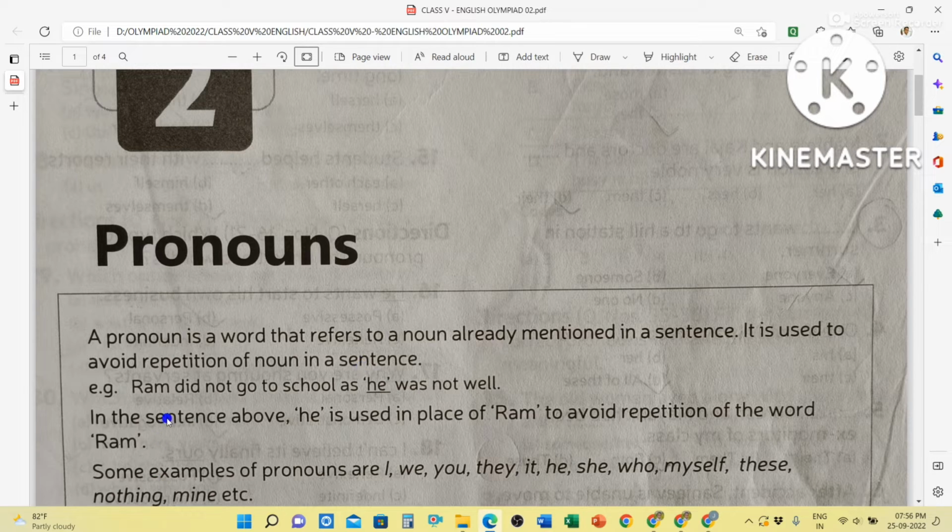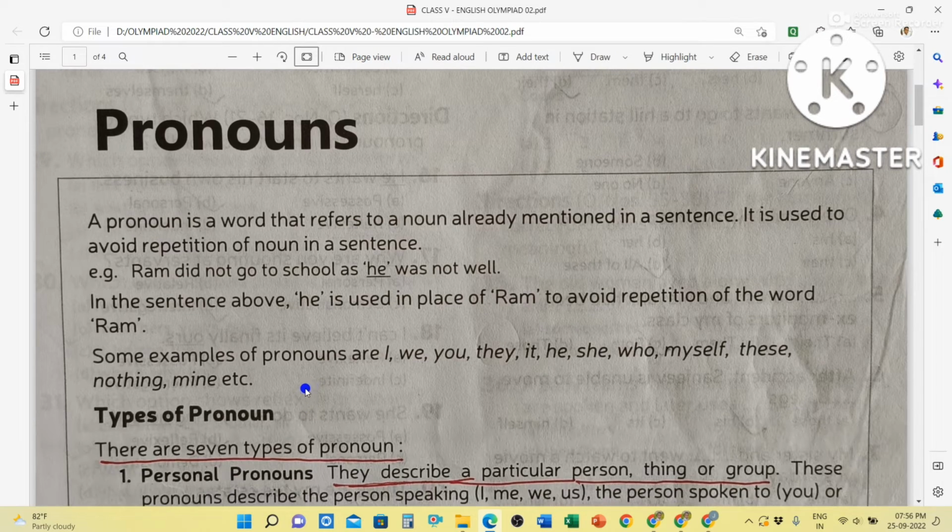For example, Ram did not go to school as he was not well. Here, in the sentence, he is used in place of Ram to avoid repetition of the word Ram. Instead of writing Ram did not go to school as Ram was not well, we write Ram did not go to school as he was not well. So here he means Ram. He is the pronoun which replaced the noun, that is Ram. Some examples of pronouns are I, we, you, they, it, he, she, who, myself, these, nothing, mine, etc.